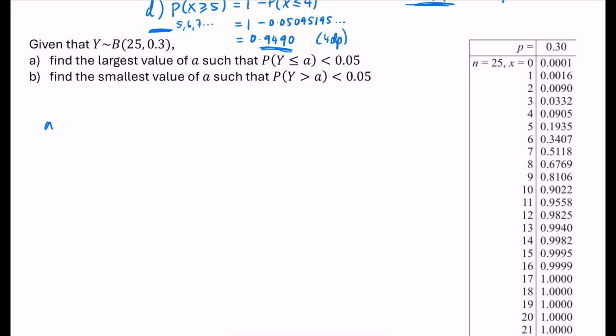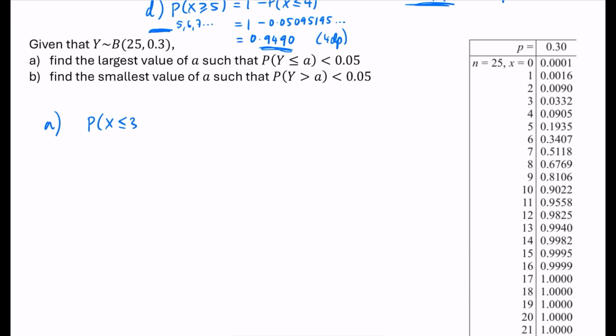So this first part, we're saying the probability that y is less than something has got to be less than 0.05. Well, this is really easy. We just look down the list. The first one that is less than 0.05 is this one. We're looking for the biggest value of a that makes this true.